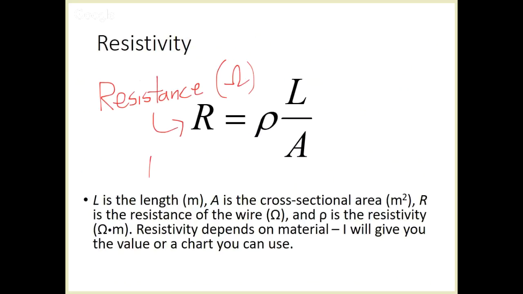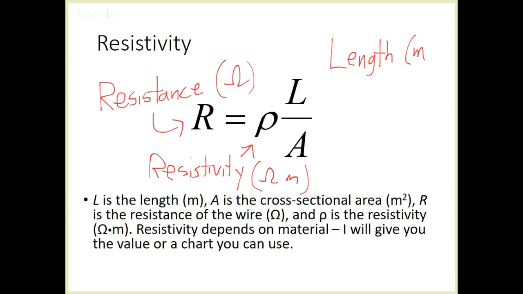It'll equal its resistivity, and resistivity depends on a few different things. It depends on the material that the wire is made out of, and it depends on the temperature of the wire. So I'll show you exactly how that's broken down in just a bit. L is the length of the wire. That'll be measured in meters. And A is the cross-sectional area. For a wire, which is a cylinder, the cross-sectional area is a circle. So don't forget that the area of a circle is pi r squared. That's something you'll probably need to know as well.